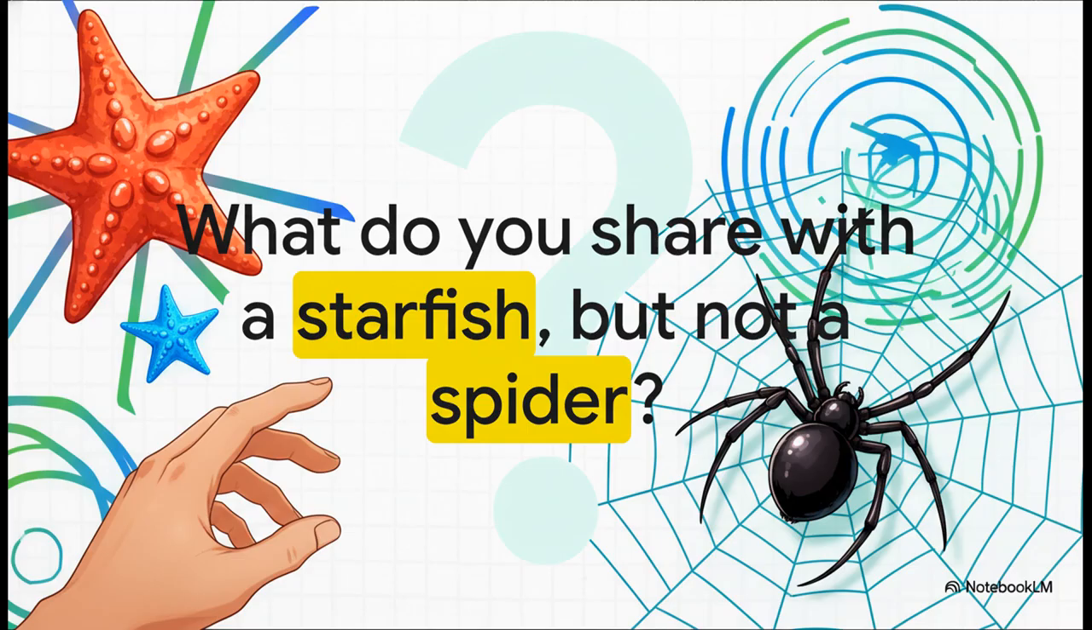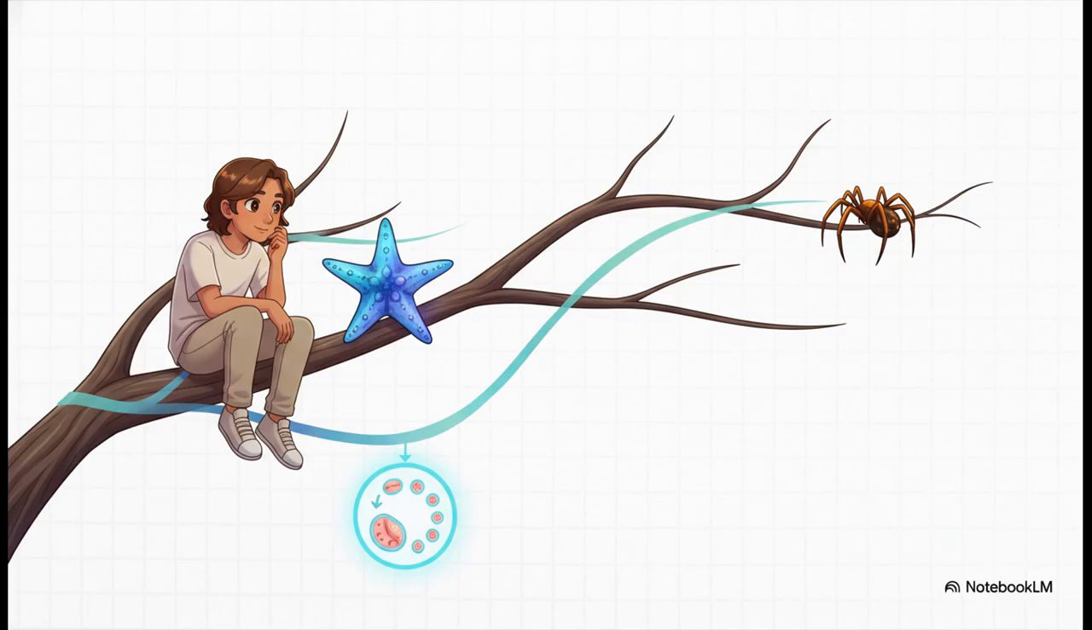Which brings us to a final, kind of fun question. Based on everything we've just talked about, what fundamental trait do you share with a starfish that you do not share with a spider? And the answer is pretty surprising. You are both deuterostomes. Back when you were just a tiny embryo, that very first opening that formed took the exact same path in both of you. It's a deep, ancient connection that actually places us evolutionarily closer to a starfish than to a spider.